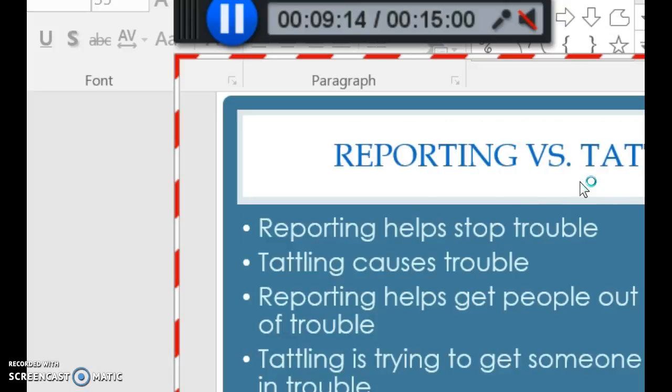Okay. Reflection forms are in the district PowerPoint, but they are more for the elementary level, so we're not going to go over that.